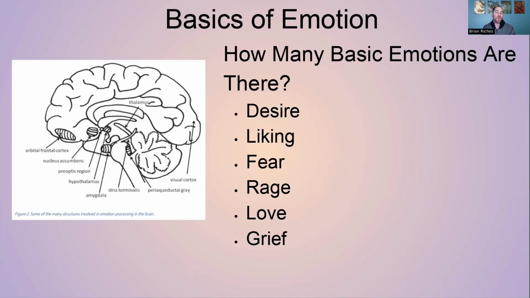Immediately after a child is born, we can see evidence of desire, liking, fear, rage, love, and grief, both in the behavior of a newborn infant, as well as in the neurology, like scanning them with an EEG, putting a cap on them. We can see that there are different brain patterns basically immediately after being born. So it seems like these are core basic emotions.